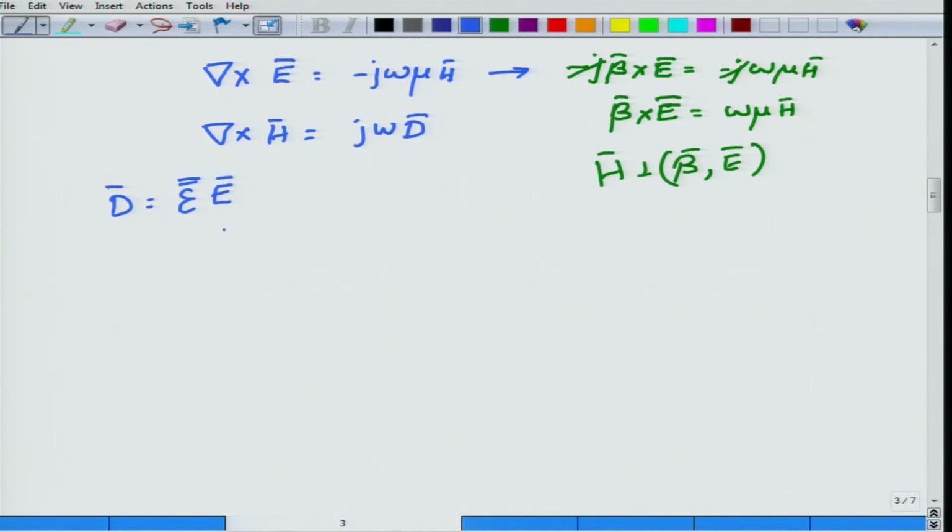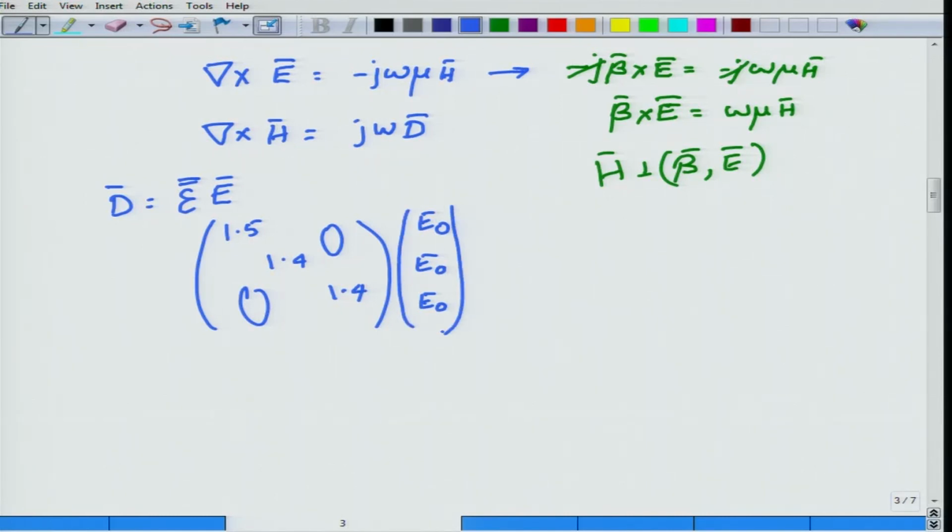Okay, suppose just for this illustration we consider a uniaxial crystal with 1.5, 1.4 and 1.4, and all the other values are equal to 0. These are not the actual values, I am just showing it for illustration purposes. And I have electric field E having an equal amplitude along x, y and z, which therefore will be E0, E0 and E0. So this is the electric field that I am supplying. Now what will happen to the D field?